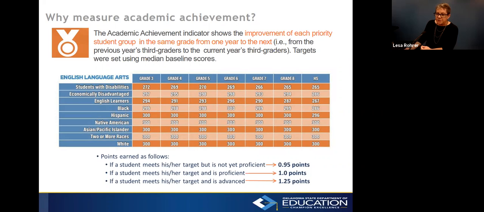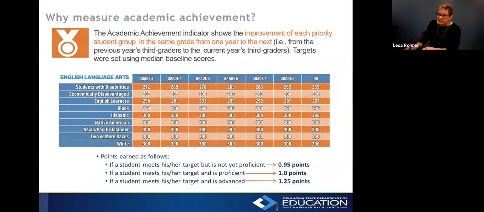These are our priority student groups in the order in which they fell when we looked at the actual data. So in the academic achievement indicator, and what sets it apart from all of our other indicators is that students are only in one group. If a student has a disability, they're only in this group. If they don't have a disability, then we ask, are they economically disadvantaged? If they're not economically disadvantaged, then we'd ask, are they an English learner? If they're not an English learner, then we would begin to look at their race and ethnicity.